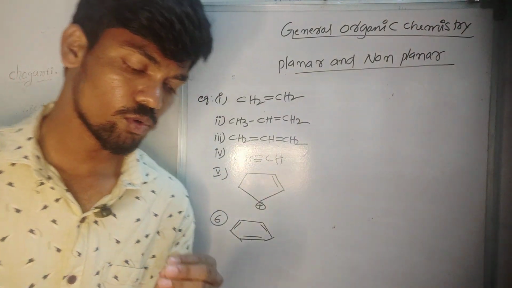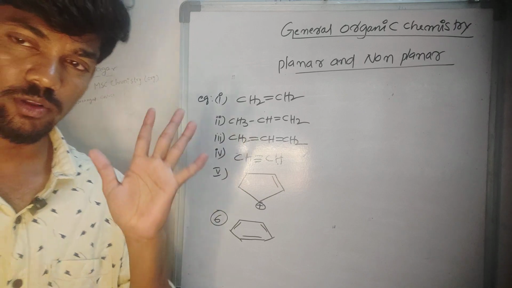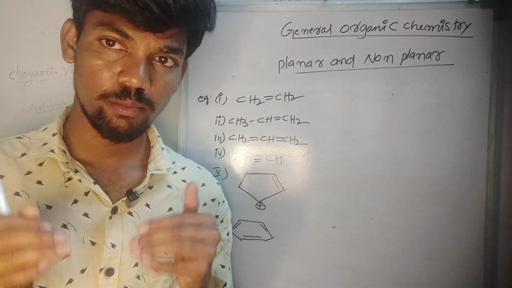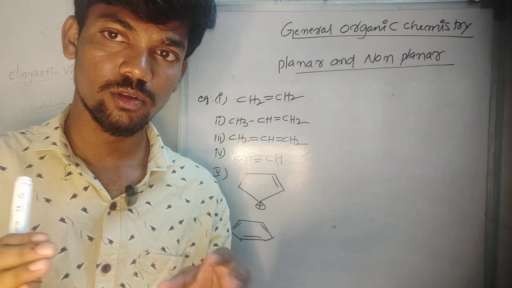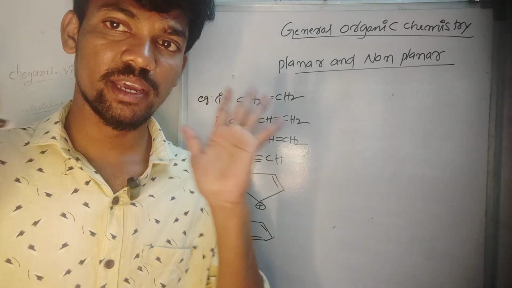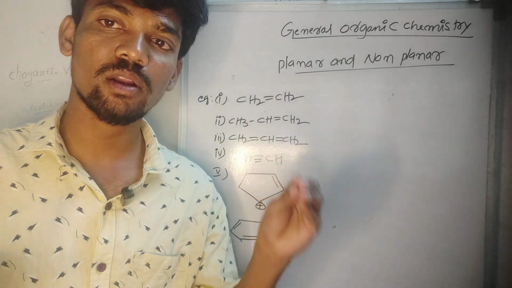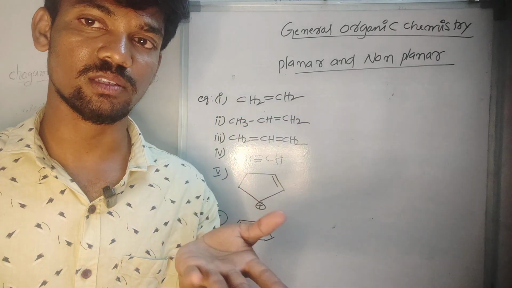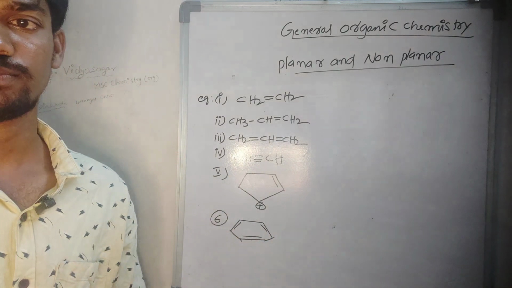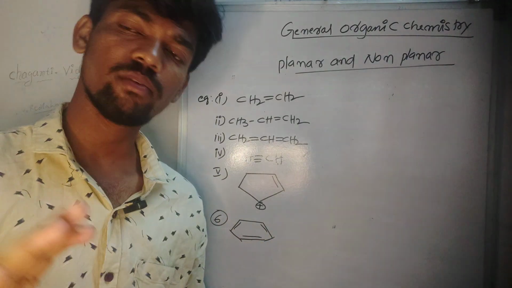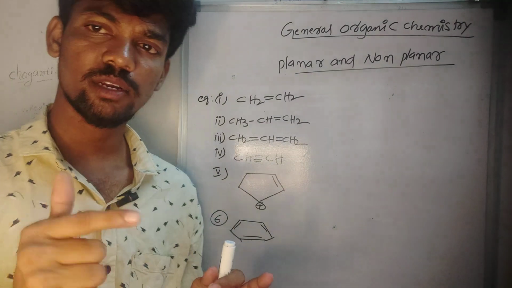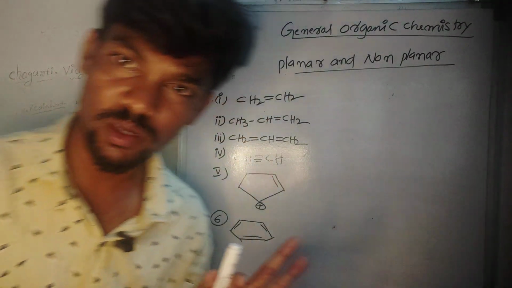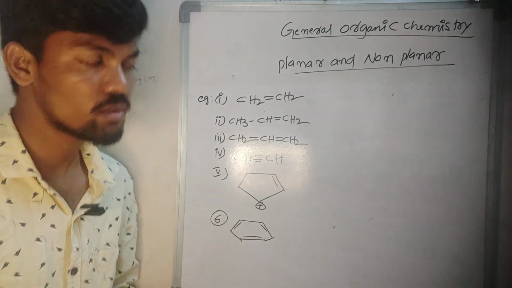Okay, guys. I told you that in cumulene structures, even number is planar. That is not correct. Please make a correction: if an odd number of double bonds are there, it's planar. If an even number of double bonds are there, that is non-planar. If an odd number of double bonds are there, that is planar. You have to remember. Sorry for that.